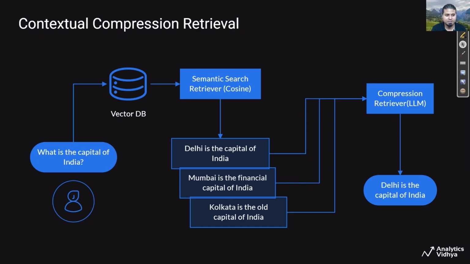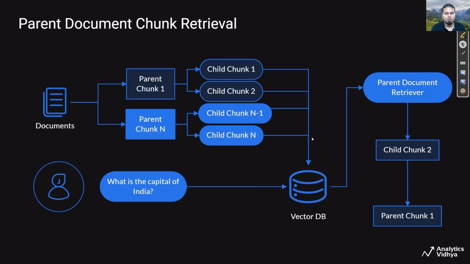So in this case, let's say we ask the question, what is the capital of India? And it gets a bunch of results, which are all related to a capital of India, but not the capital of India. If you send all of these documents to the compression retriever, then you end up getting the most relevant document related to the question. So often contextual compression retrieval is used to compress out the noise and return only what is relevant to the given input question. Last but not the least, parent document chunk retrieval.